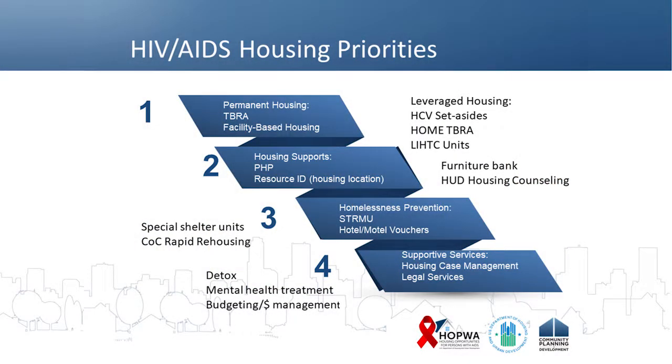Okay. Here's another example of the same priorities in a ribbon fashion, and you'll see the four types of activities there. On the left and the right you see the leveraging that is being brought in from outside the community. Some new things here on the right-hand side: housing choice voucher set-asides, the tenant-based rental assistance of the HOME program, hard units developed using low-income housing tax credit funding. Maybe there's a community furniture bank. There's some housing counseling available for people from HUD.